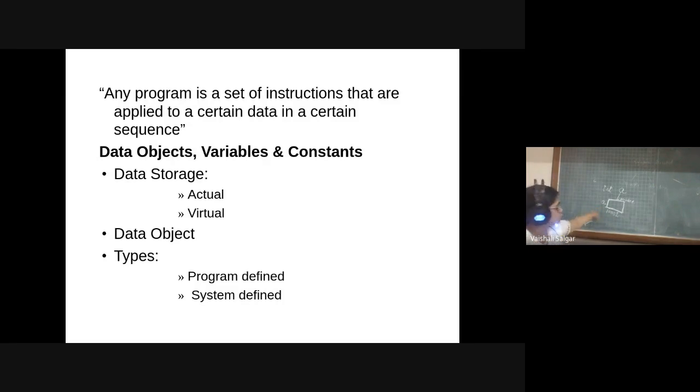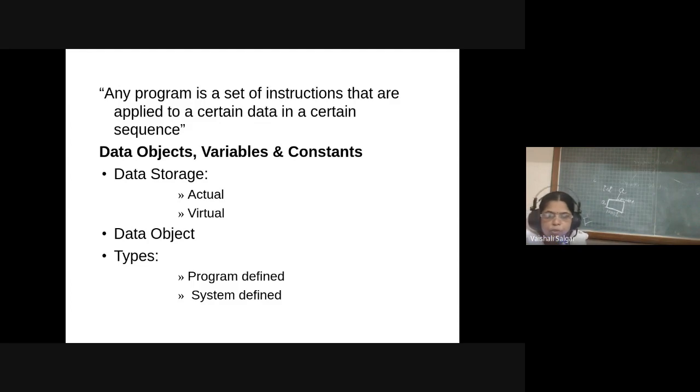So in this particular case, the data storage, that is the memory allocation, will be done. For that particular int a, this complete thing will be considered as a data object, which is going to have the memory address and the value associated with that variable. And the type of that variable can be program defined or system defined. So in this case, when I'm saying int a, it is a program defined data object.